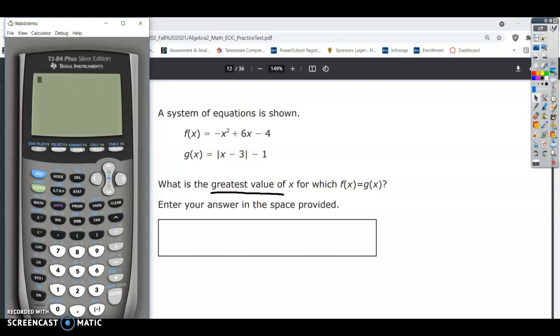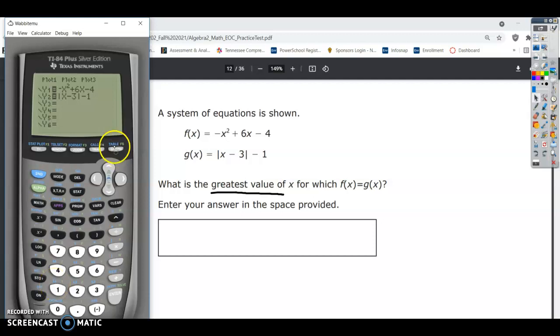So if I pull out my graphing calculator, I'm going to go to y equals, and I'm going to type in negative x squared plus 6x minus 4. Scroll down. I need to put in an absolute value. If you go to math and you arrow over to number, ABS, absolute value is the first thing on there. So I'm going to do x minus 3. And then I'm going to arrow. I need to get outside the absolute value for my negative 1. So I'm going to arrow over and then do minus 1.